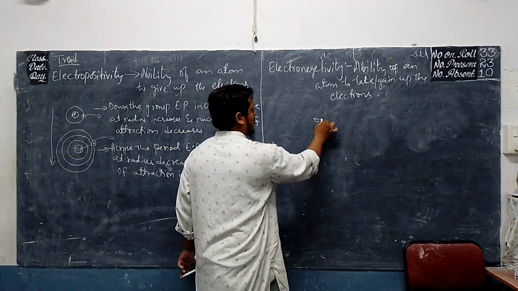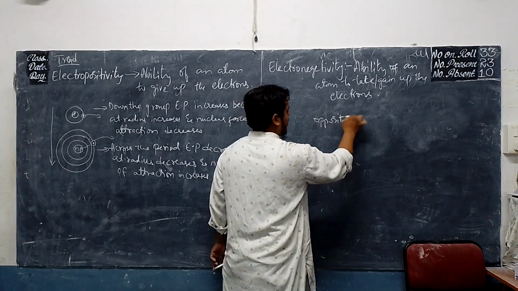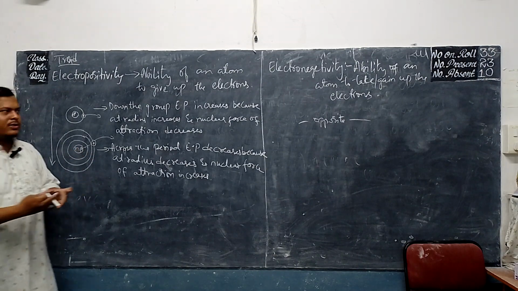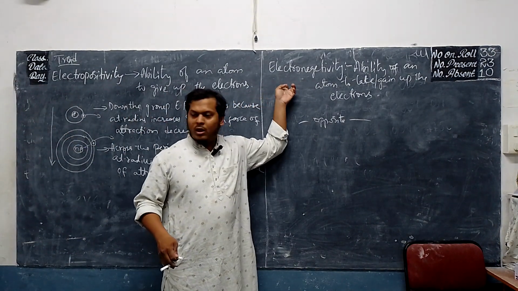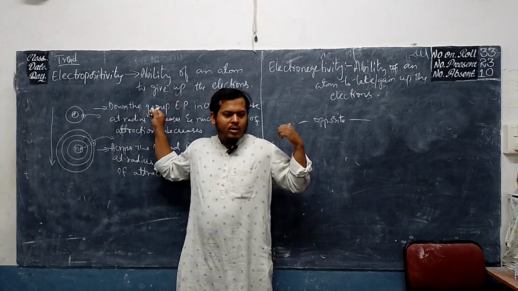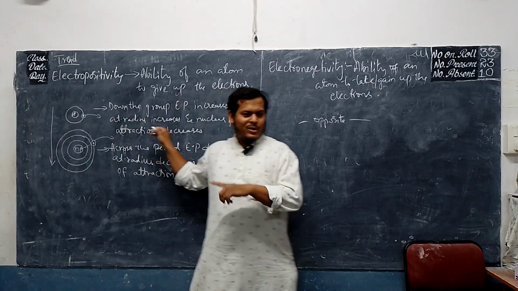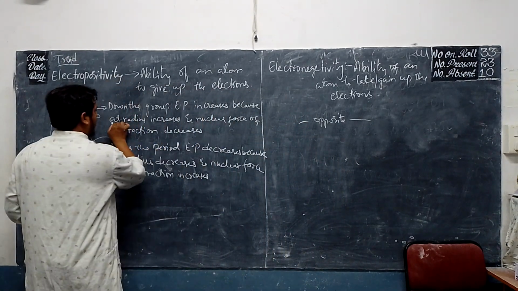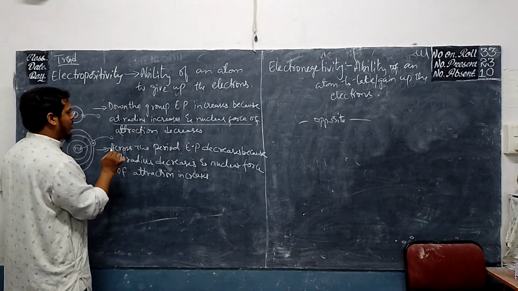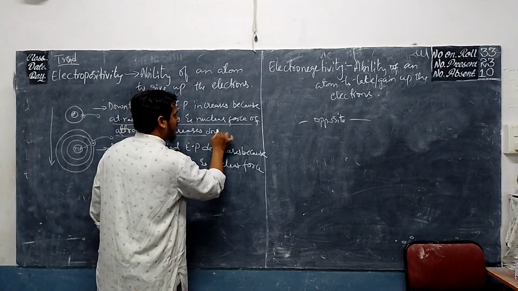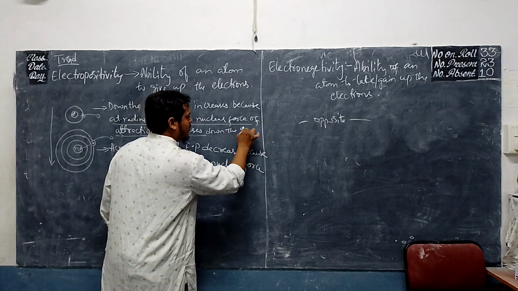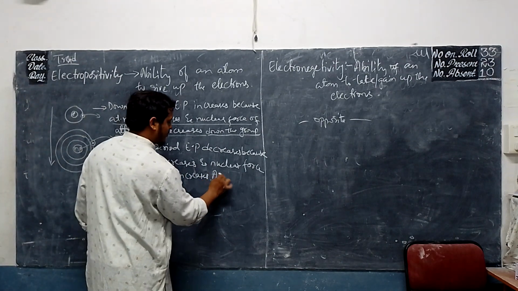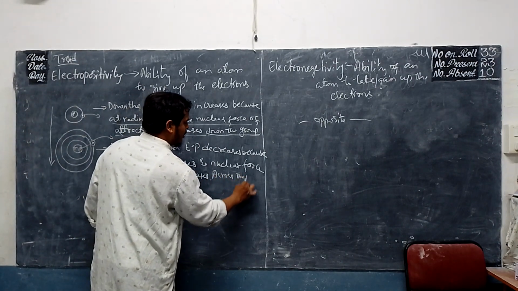Here, opposite of that. Correct? Opposite of electropositivity, that is electronegativity. Down the group it will decrease. The reason remains the same. The reason does not change. I am saying because atomic radius increases and nuclear force of attraction decreases down the group. Correct? Here also across the period.